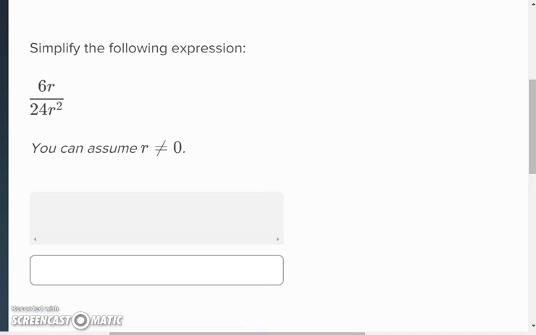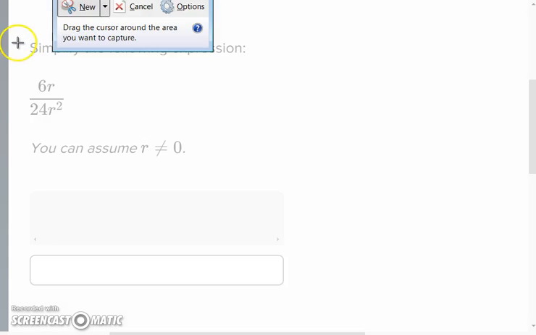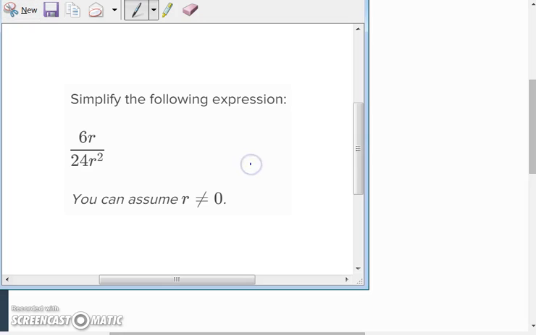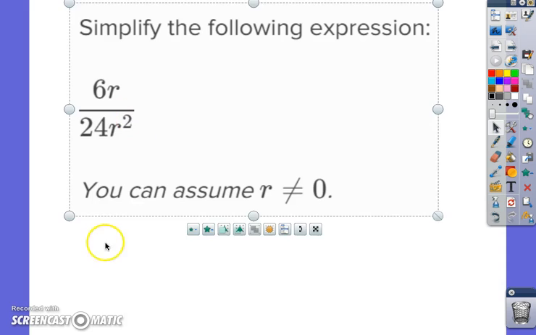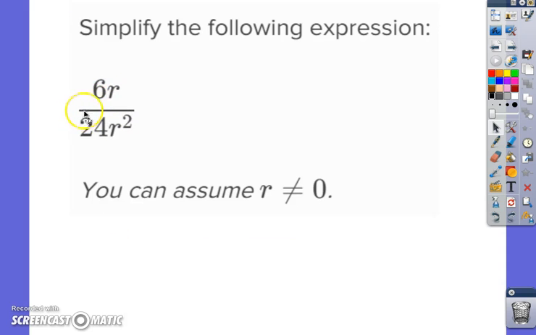Oh no. All right, here is the question I'm trying to answer. And I'm going to show you how to use the calculator to simplify this fraction to make it as easy as we can. So I've got 6r divided by 24r squared.